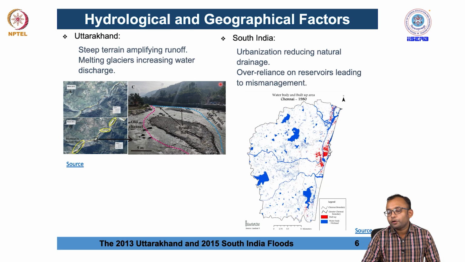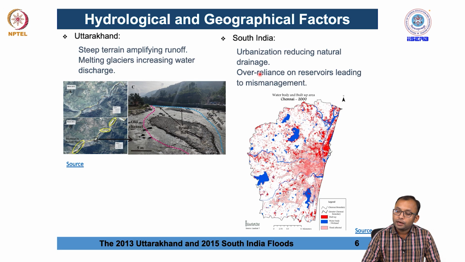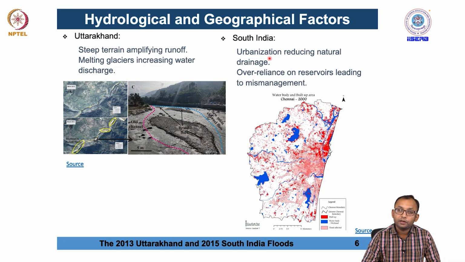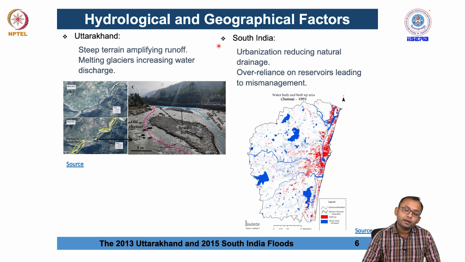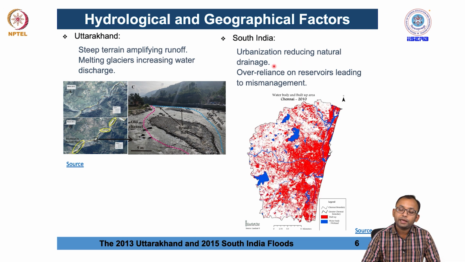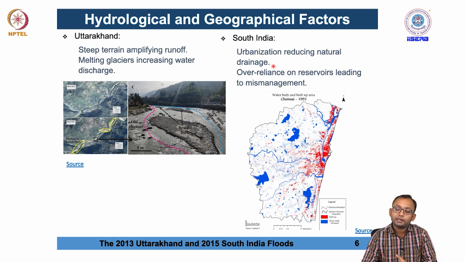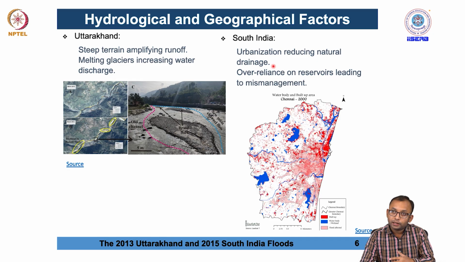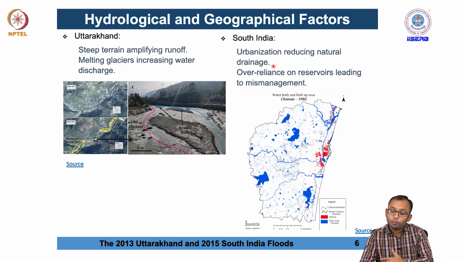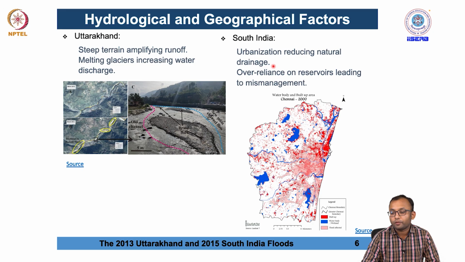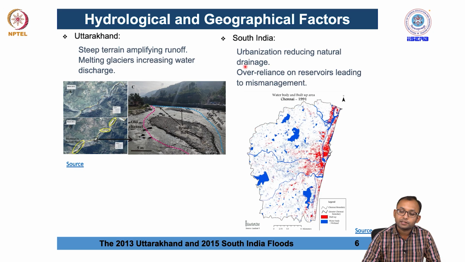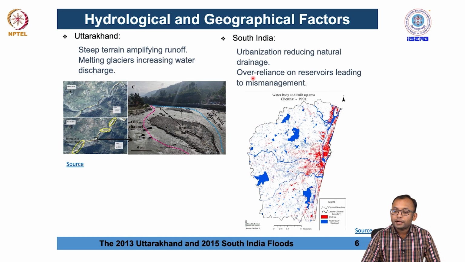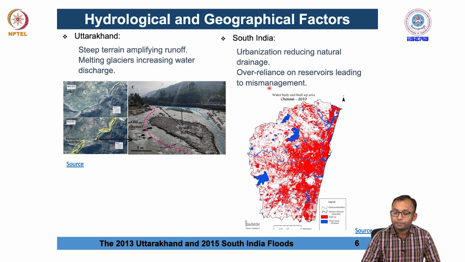On the other hand, when you are talking about the South Indian region, urbanization and the reduction of natural drainage patterns are the primary causes of flooding in those regions. Why? Because with urban settlements, we are essentially blocking the infiltration rate and promoting more surface runoff, and therefore it could increase the chance of flooding events in those regions, along with over-reliance on reservoirs leading to mismanagement.